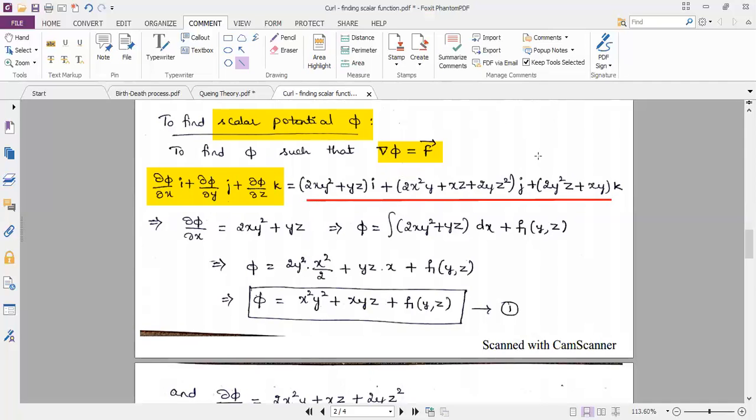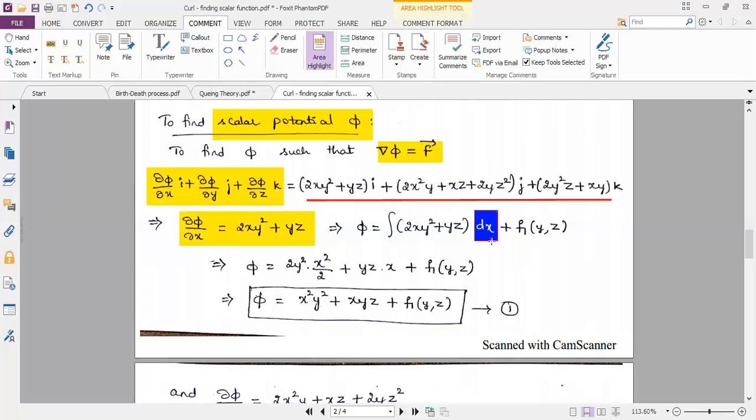Now equating one by one. First, let us equate the ith component. So we get dou phi by dou x is equal to 2xy square plus yz. Equating the like terms on both sides, we get dou phi by dou x as 2xy square plus yz. So phi is equal to integration of 2xy square plus yz with respect to x, plus the constant of integration as a function of y and z. When we integrate with respect to x, obviously y and z are constants. So we add the constant of integration in terms of y and z.